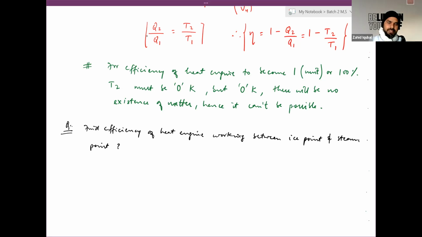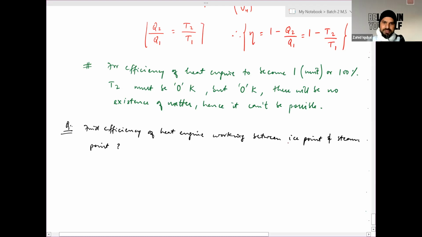Just one minute, I'm giving you some hint on how to calculate. We have the first temperature, ice point, and the second temperature, steam point. So the smaller temperature will behave as sink and the higher temperature will behave as source. So T1 is the steam point. Convert into Kelvin: 273 plus 100 becomes 373 Kelvin. And T2, the lower temperature, that is ice point, 273 plus 0 degrees Celsius, so it will be 273 Kelvin. Now use the formula and try to find the efficiency.